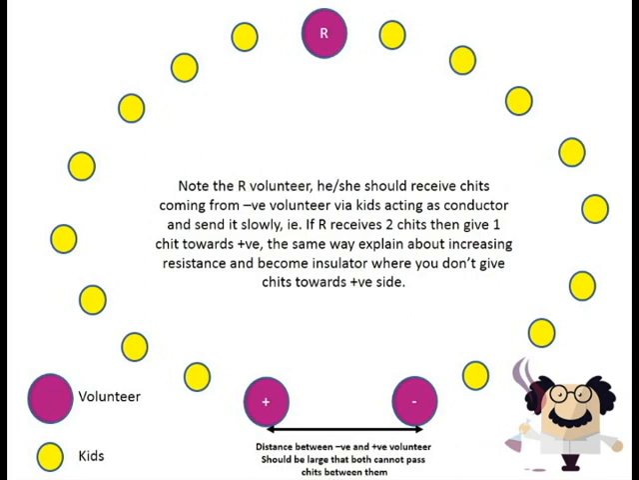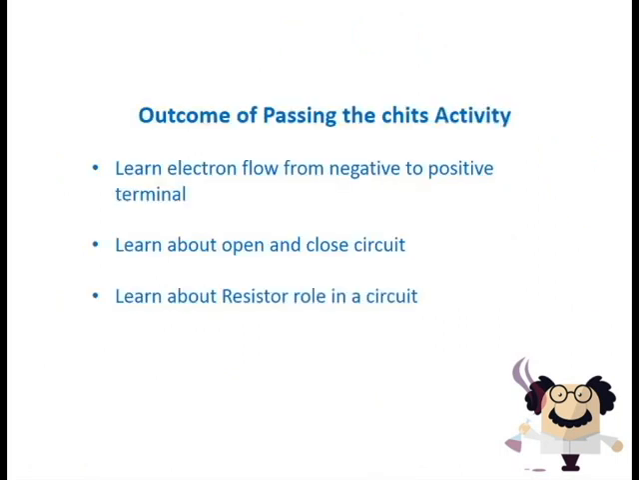Next, with a resistor volunteer, note the R volunteer. He or she should receive chits coming from the negative volunteer via kids acting as conductor and send them slowly. That is, if R receives two chits, then give one chit towards the positive. The same way, explain about increasing resistance and becoming an insulator, where you don't give chits towards the positive side.